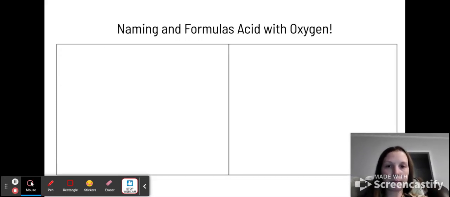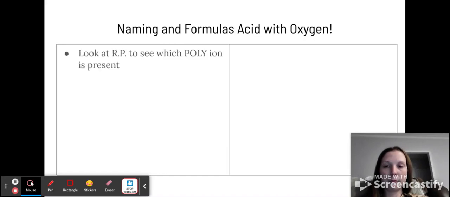So now let's talk about naming and formulas when an acid does have oxygen present, which means we are looking at a polyatomic ion. So we have to look at the reference packet to see which polyatomic ion is present.